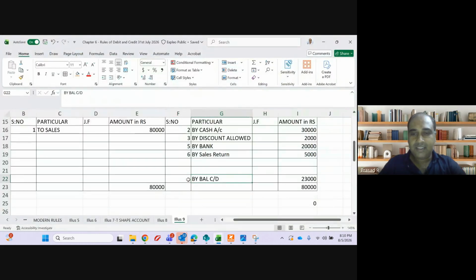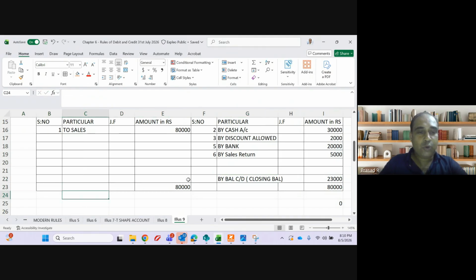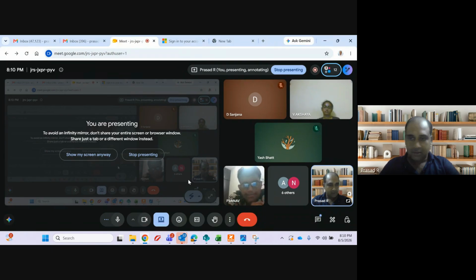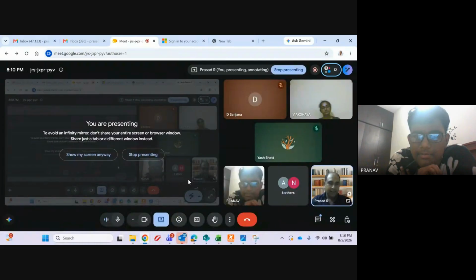Now, this is called the closing balance. Whenever we close an account, that is called the closing balance. And next year, this account will be opened again. With what balance will I open his account? How much balance does he have to pay? 23,000. So his account will be opened next year, to balance brought down, 23,000. Next year it will become the opening balance. By balance carried down means closing balance. Brought down means opening balance. Any doubt? No, sir. Fantastic, guys.